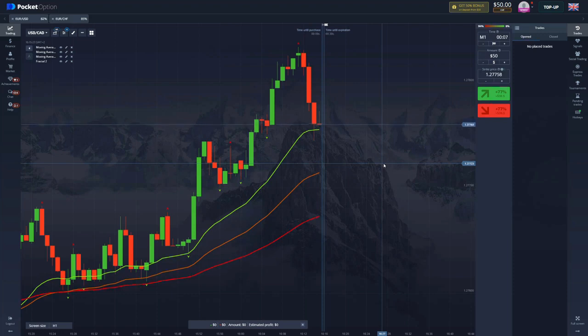And now let's see how this strategy plays out on the real market. Right here, we're just waiting for the signal for us to go in. This is a really easy to understand and learn strategy.